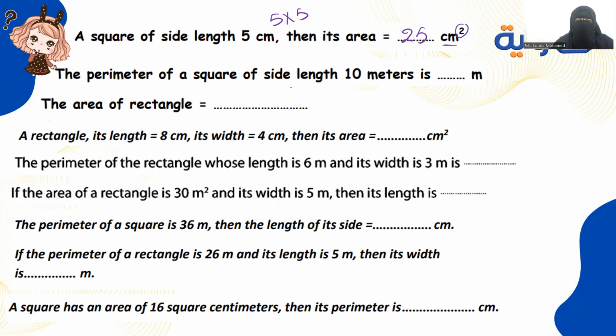The perimeter of a square of side length 10. He asked you about the perimeter now. The perimeter of a square is the side times 4. So we can say 10 times 4, which is 40. 40 what? 40 meter.